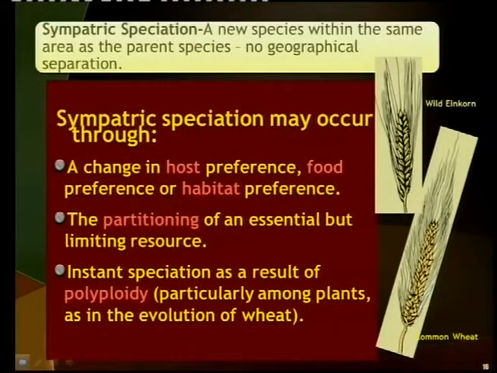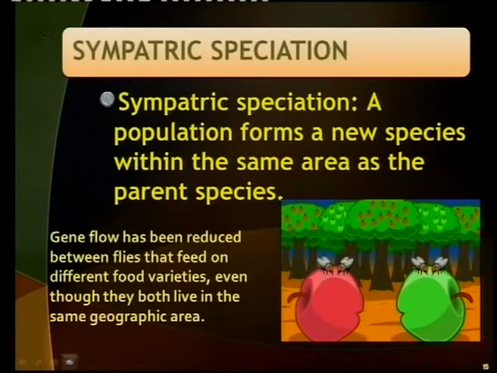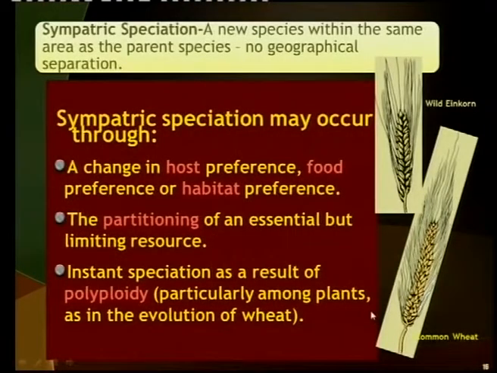And if we can just go quickly back to that slide, we can see that here it is about food preference. These fruit flies, and you must remember, they lay their eggs within the fruit. So they prefer red fruit, apples, and they prefer the green ones. And it's food preference that will separate them. There's another form of sympatric speciation, and this is an example of host preference, what we've just said, the food preference, or habitat preference.